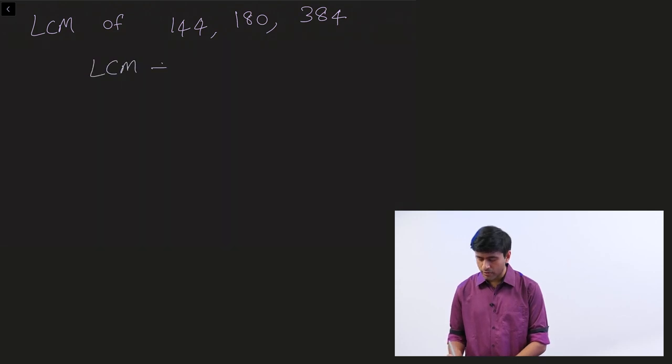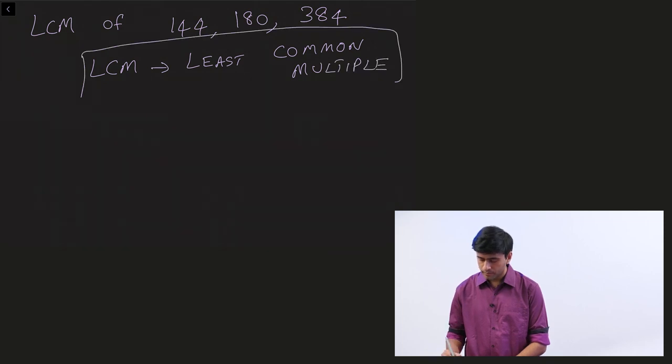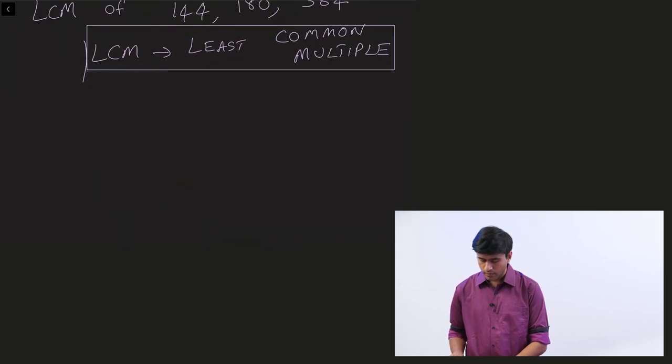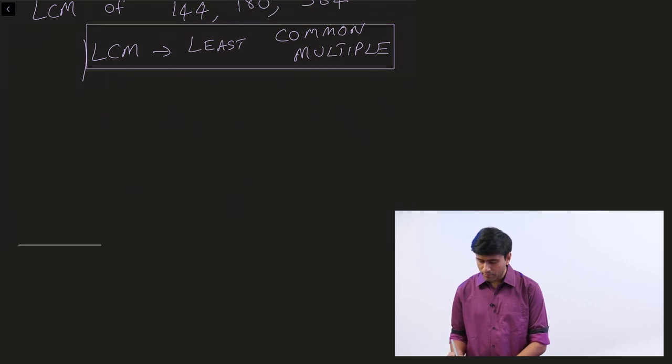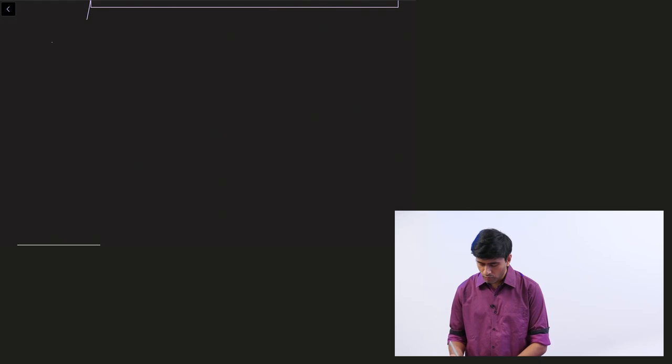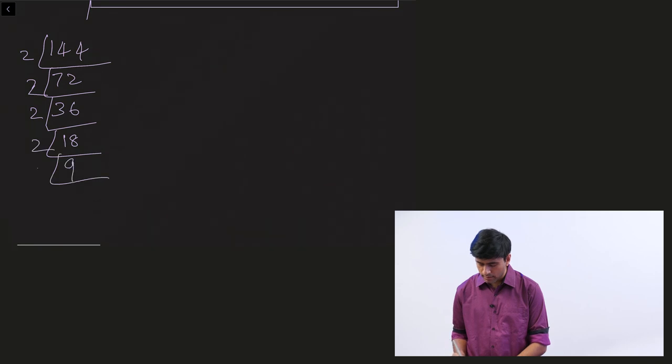What is LCM? LCM, we know, is the least common multiple. So how do we find LCM using method 1, the prime factorization method? We have to find the prime factors of each of these numbers. So 144: 2 72s are, 2 36s are, 2 18s are, 2 9s are, 3 3s are, 3 1s are. And the next number is 180.